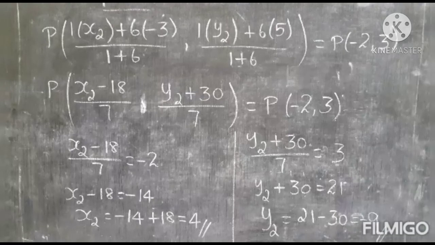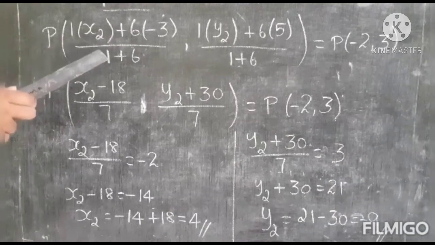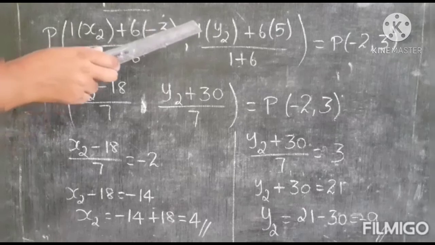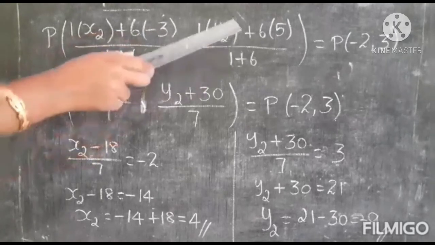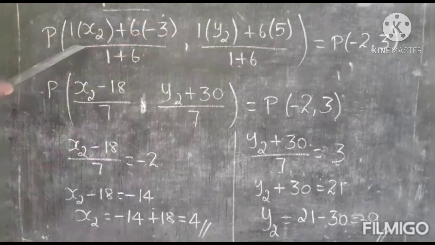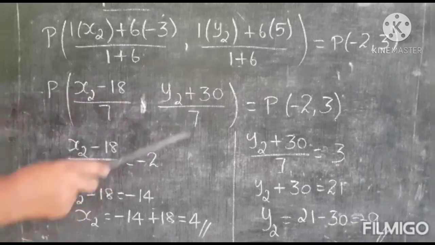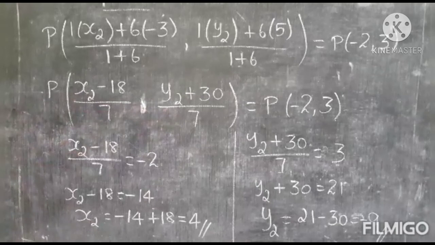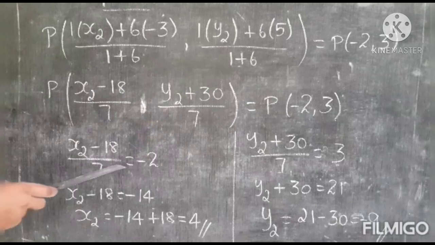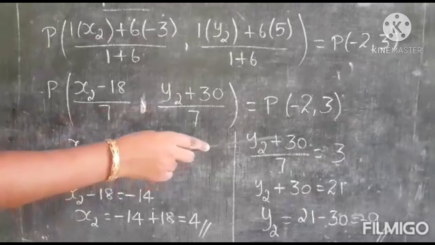By substituting the values in the formula, we get P of (1 into x2 plus 6 into minus 3) by (1 plus 6), comma (1 into y2 plus 6 into 5) by (1 plus 6) is equal to P of (minus 2, 3), which implies P of (x2 minus 18) by 7, comma (y2 plus 30) by 7 is equal to P of (minus 2, 3). Equating the coordinates, we get (x2 minus 18) by 7 is equal to minus 2 and (y2 plus 30) by 7 is equal to 3.